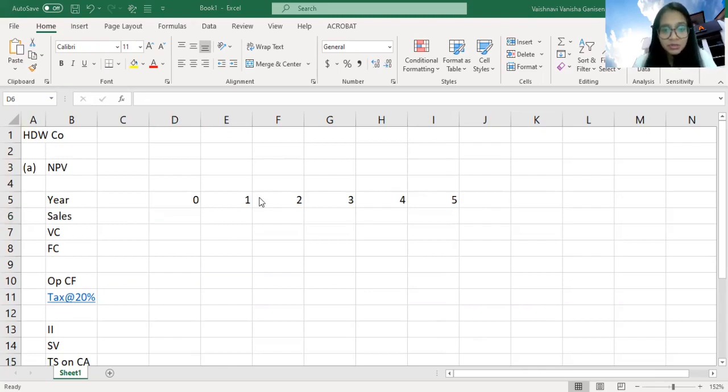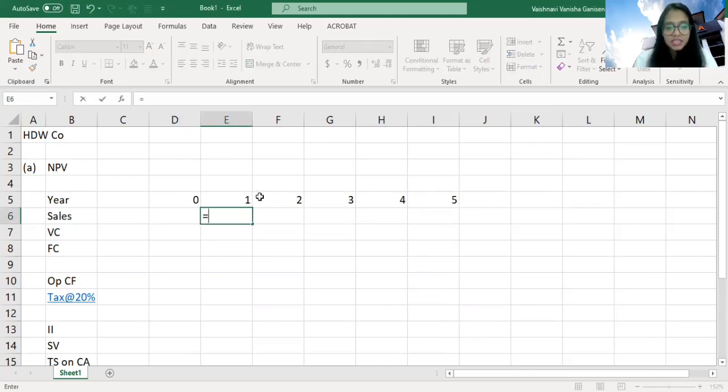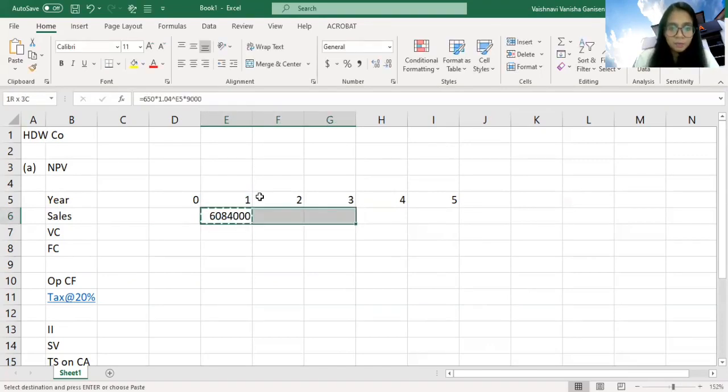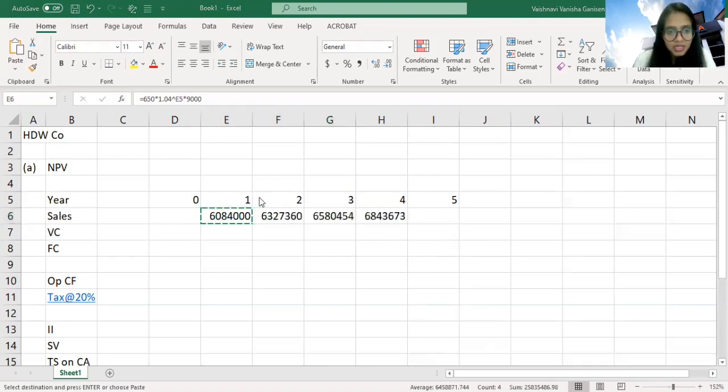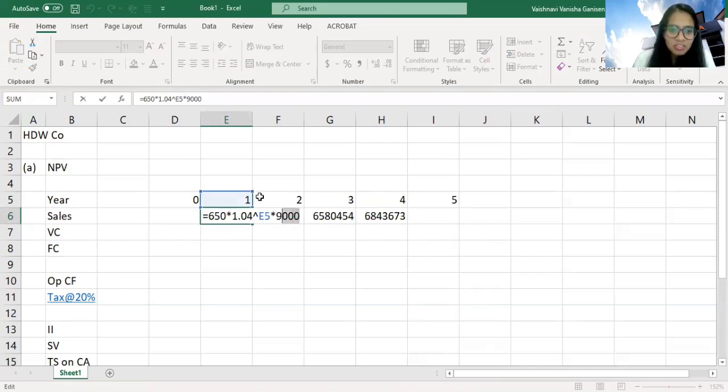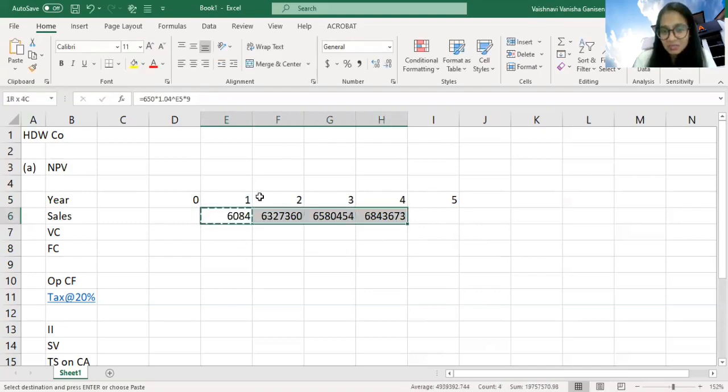Now, for your sales, selling price per unit is $650 with a 4% inflation, and the number of units is 9,000. So be careful. Equals 650 multiplied by 1.04 to the power of 1, multiplied by 9,000 units. Guys, if you want to show it in thousands, you remove the 3 zeros from the 9,000. So I'm going to show it in thousands because it looks less messy.